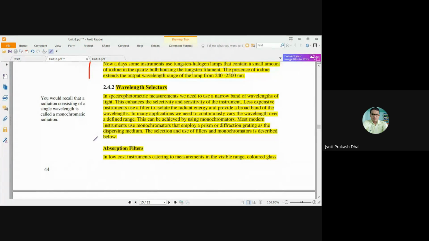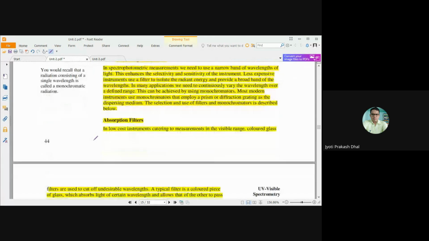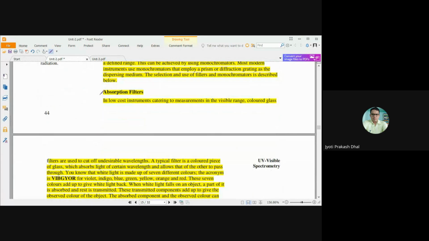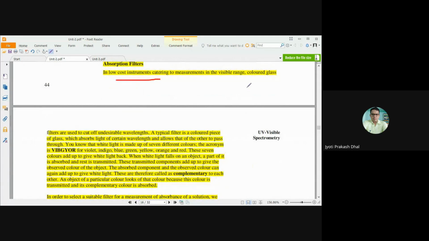Now coming to the wavelength selector, that means the monochromator. Here the first one is the absorption filter. In low cost instruments for measuring the visible range, colored glass filters are used to cut off the undesirable wavelengths. A typical filter is a colored piece of glass which absorbs light of certain wavelengths and allows the other parts to pass through it.